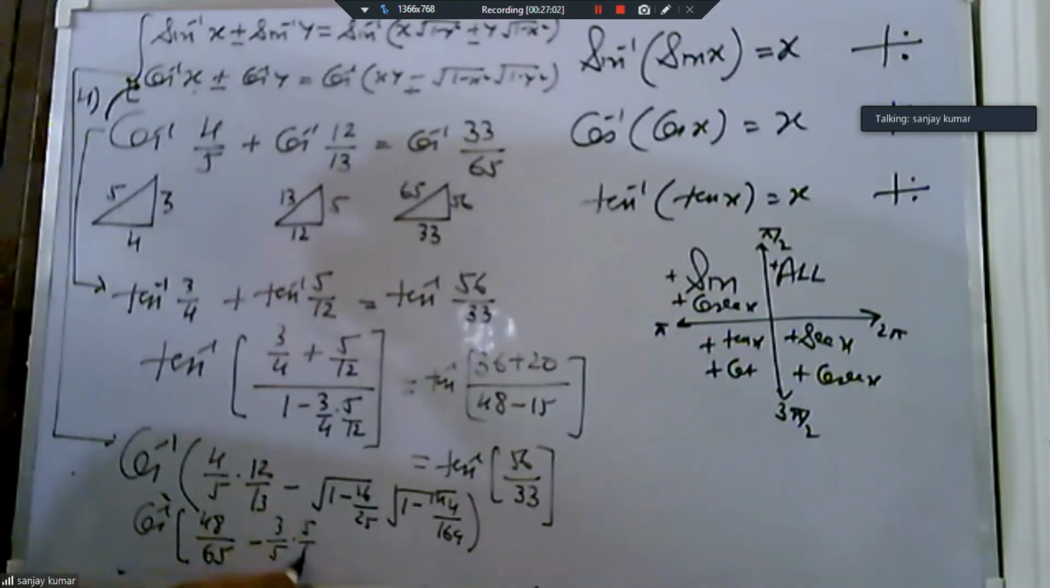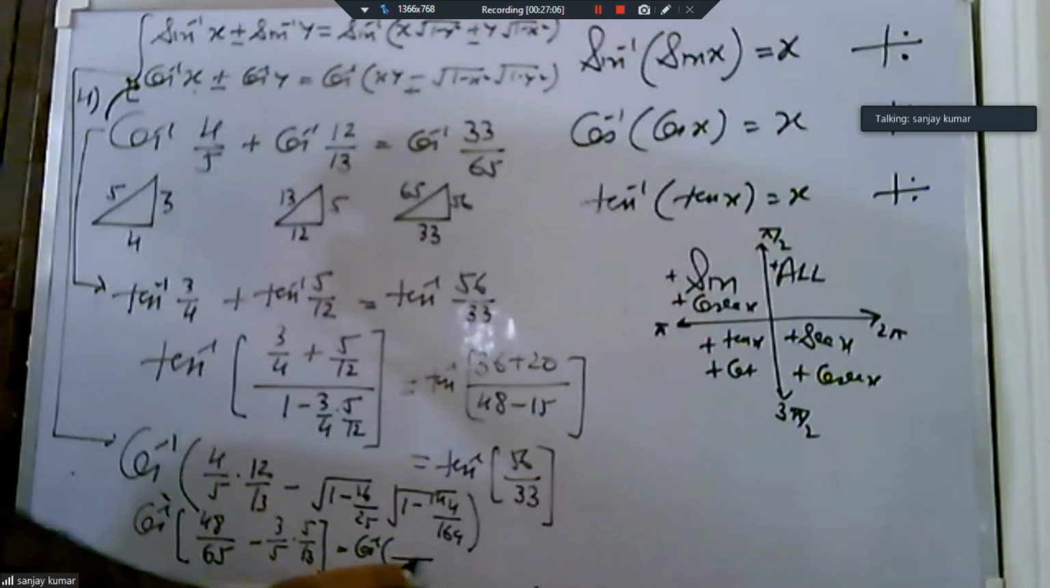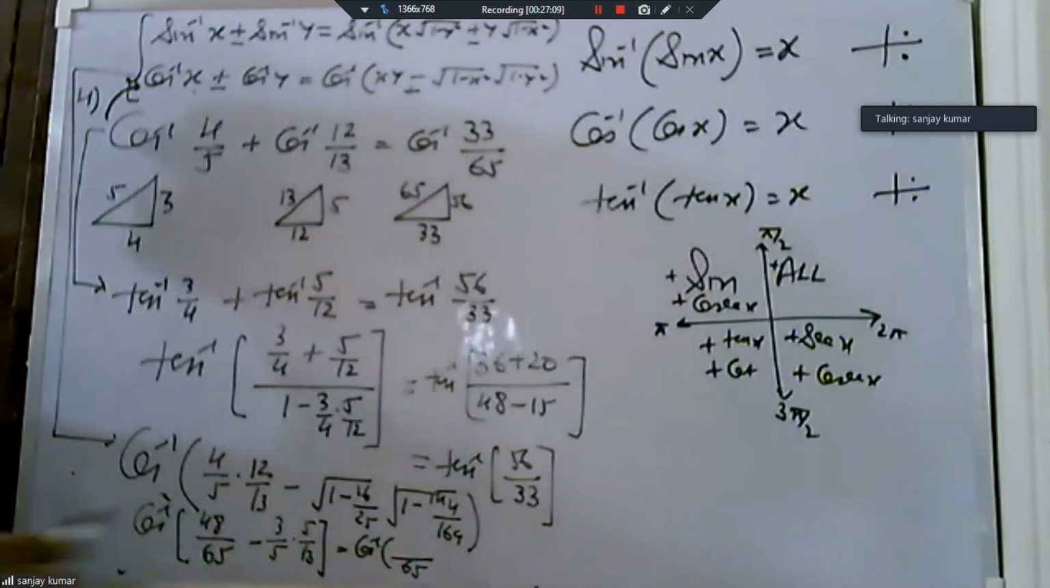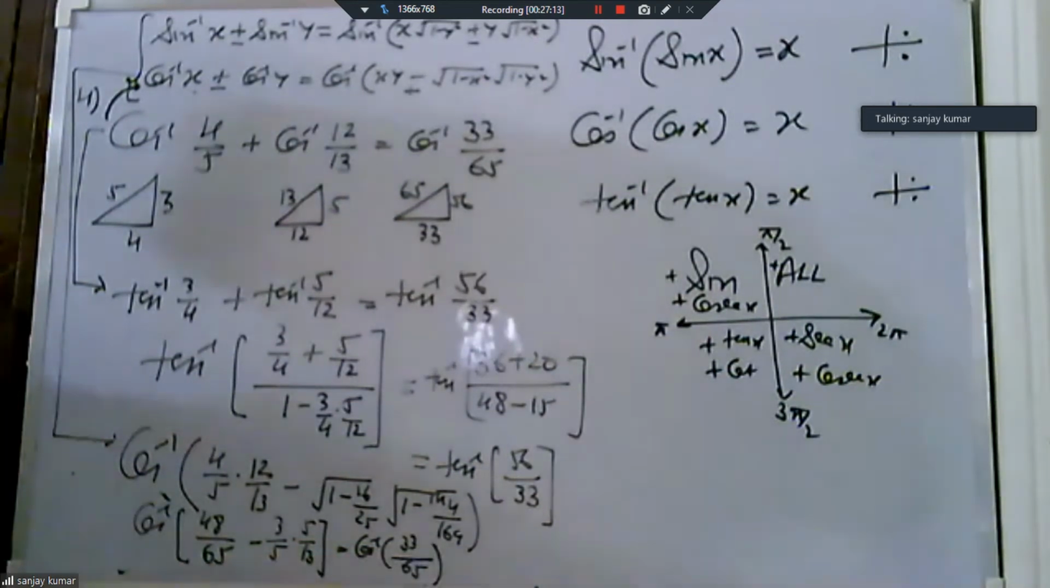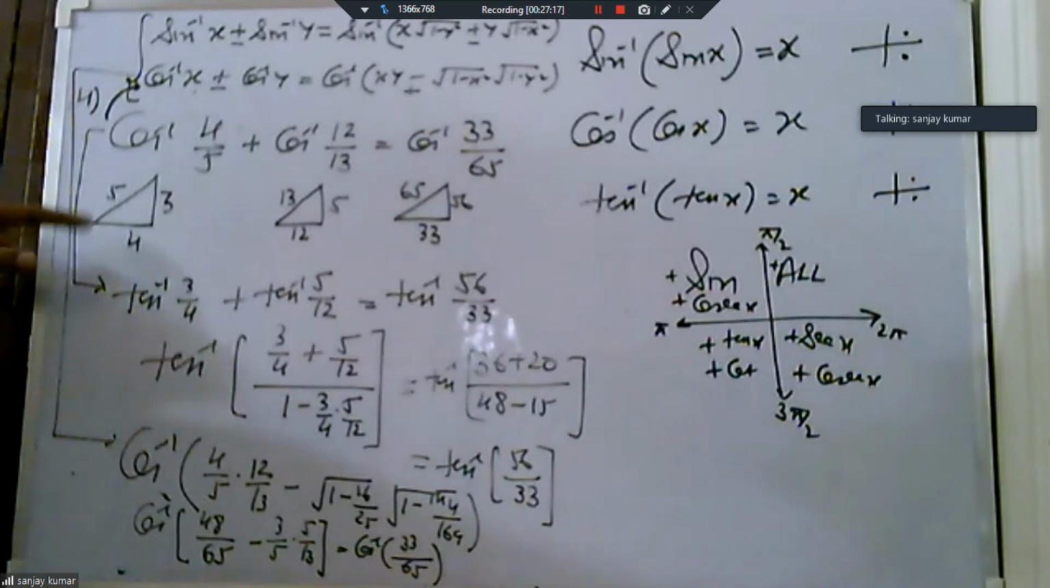5 by 13. Take LCM. LCM is 65. 48 minus 9, that is again 33. Dekho, this is the answer. So this is the second method. Now you have a choice. You use this method or this method.